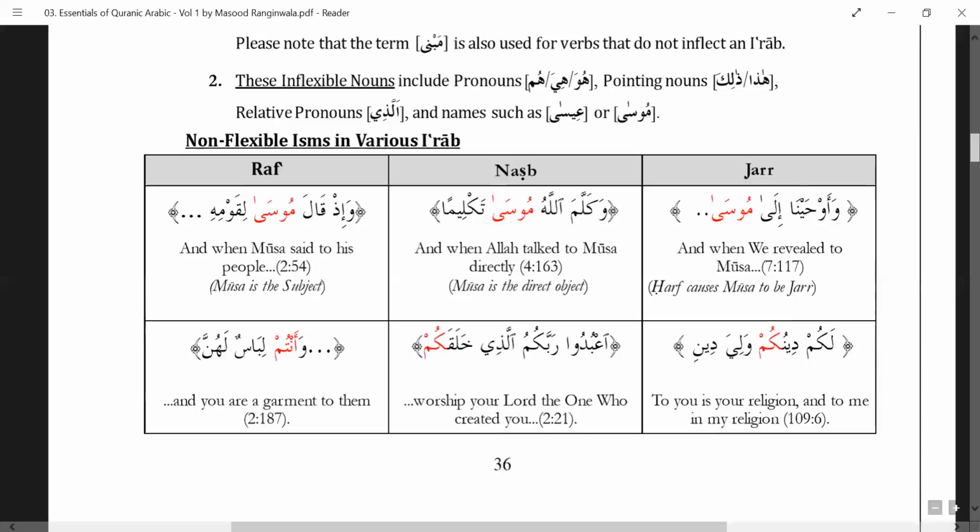Then here وَأَوْحَيْنَا إِلَى Musa, and when we revealed to Musa. Here harf ila, any word that comes after ila will always be an ism, and that word ism will be in jar. Ila causes the next word to go into jar. We will see this when we do harf, but for now you can know that the harf ila causes the next word to go into jar. So when you say here Musa is after ila, so Musa is in jar.